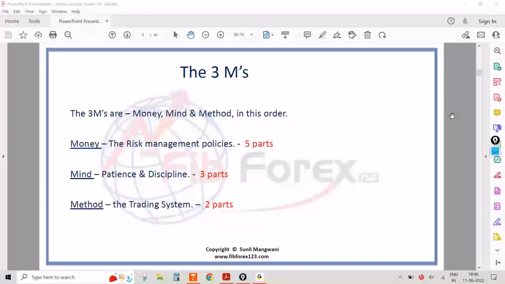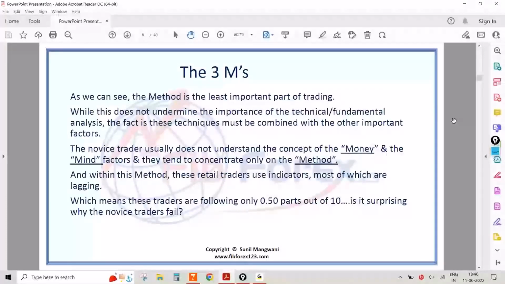And the method that we all talk about, where we go to the charts, we look at indicators, we look at trading systems, takes up only 2 parts out of 10. So if you look at it, your method is the least important part of your trading. Now, this does not undermine the importance of technical analysis and fundamental analysis. The fact is that your techniques, your systems, your method must be combined with the money and the mind.